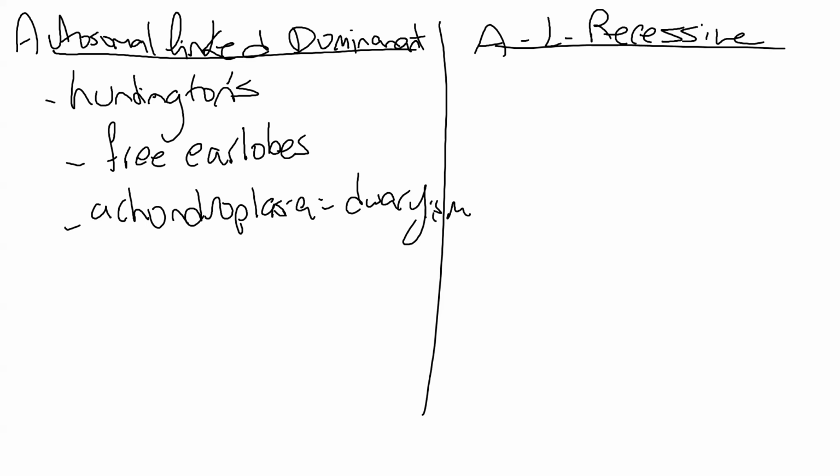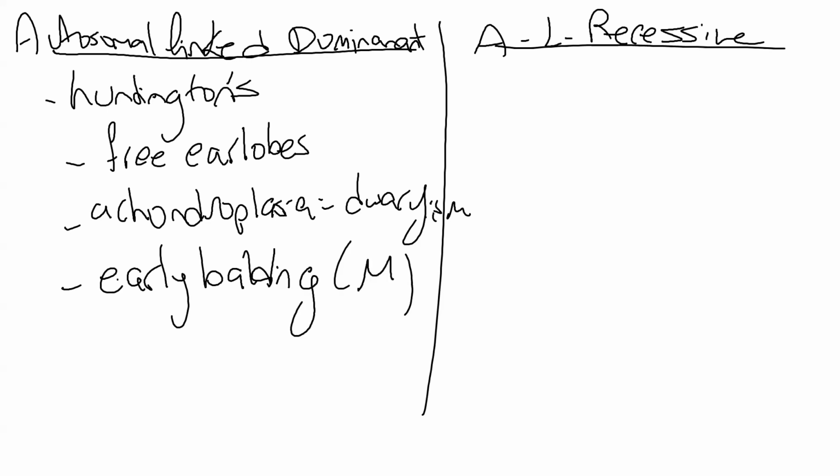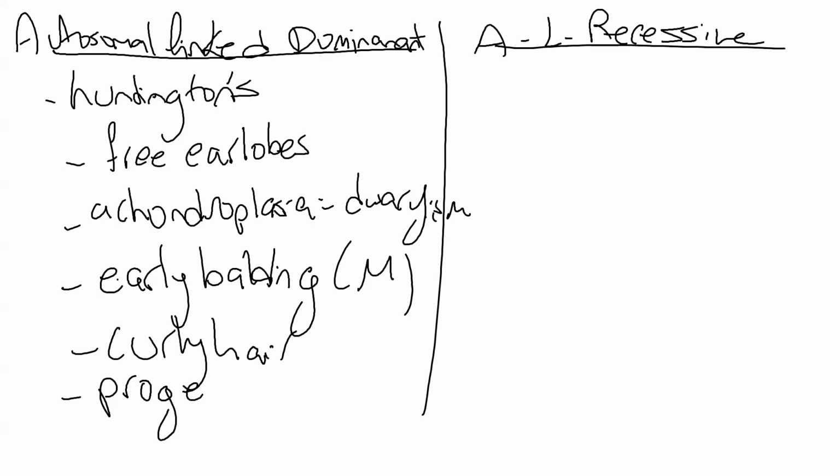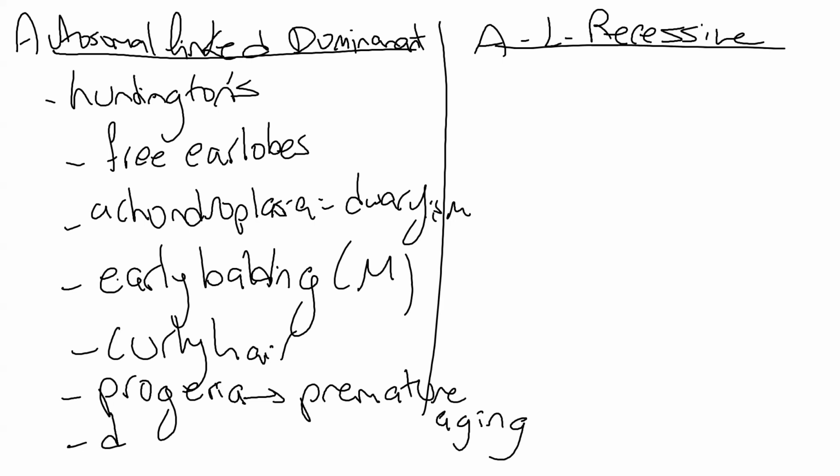You have early balding, sorry, early balding. This usually happens in male more than female. You have curly hair and progeria, which is premature aging. We have polydactyly, which is extra digits.